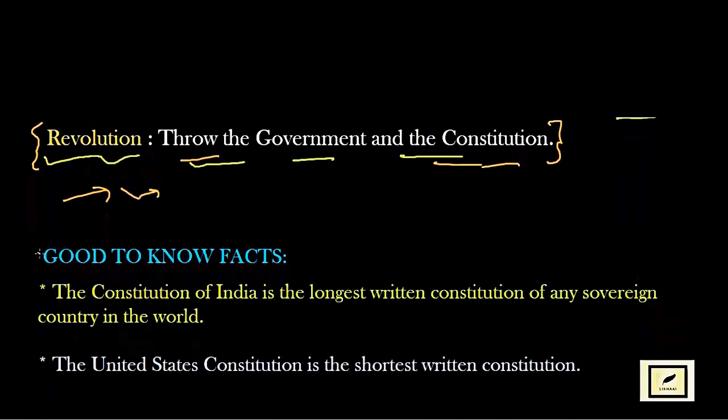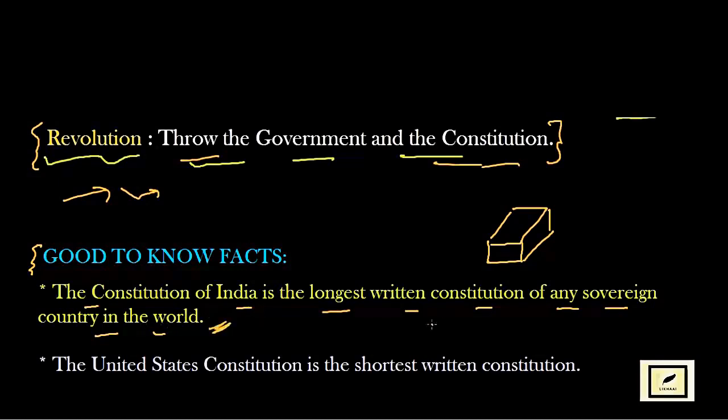At the end of the video, let's see the good to know facts here. The Constitution of India is the longest written constitution of any sovereign country in the world. That is, it's the largest constitution. It's a big book with lots of chapters and lots of schedules and lots of articles. And at the same time, the Constitution of the United States of America is the shortest written constitution in the world.